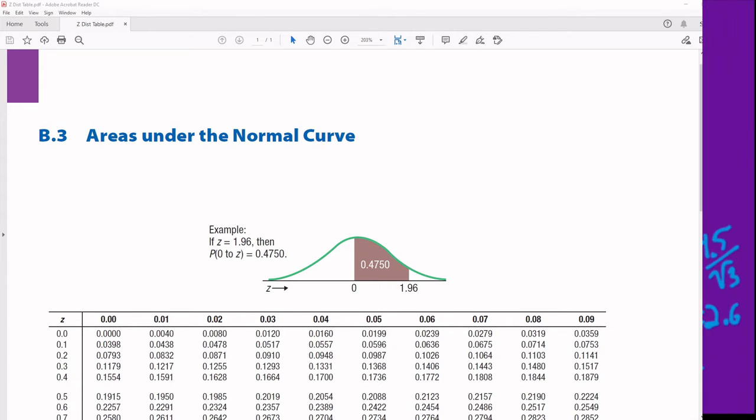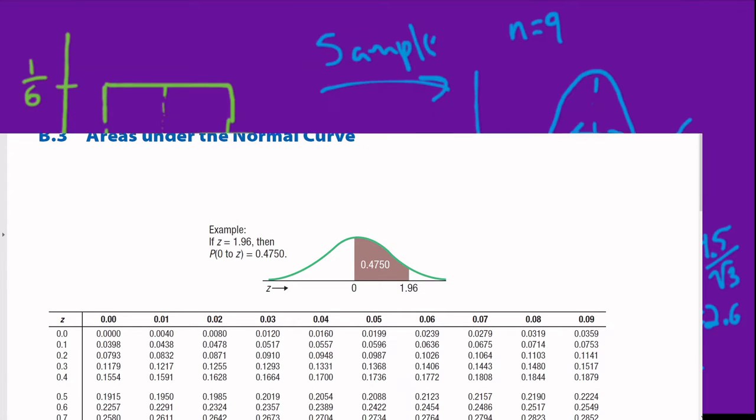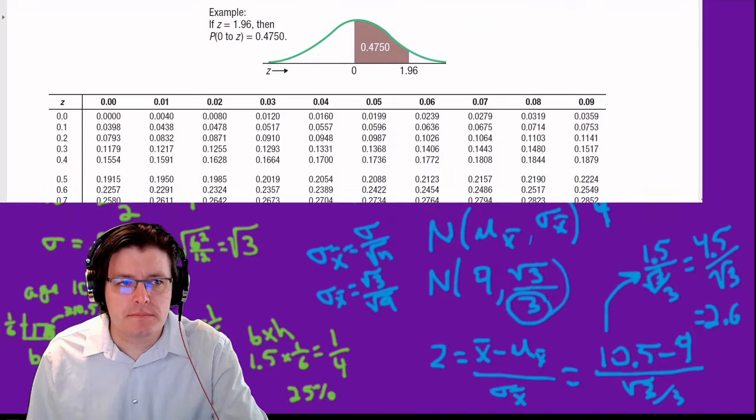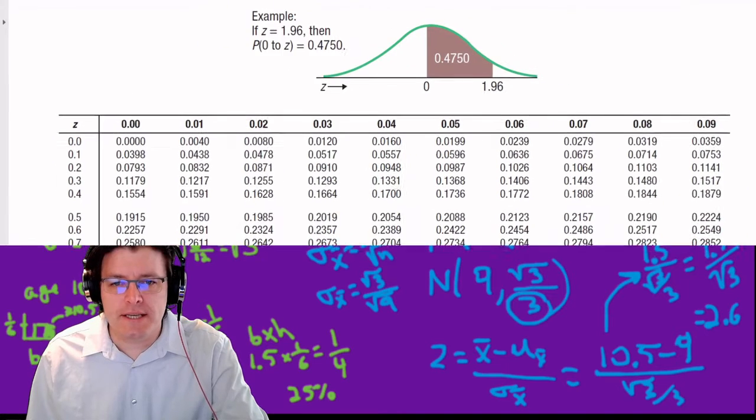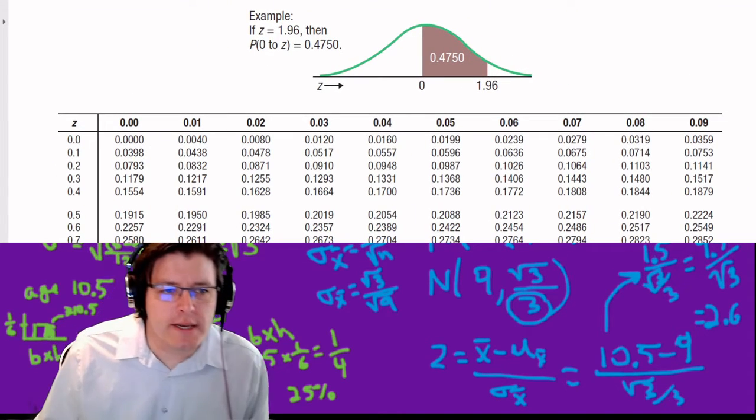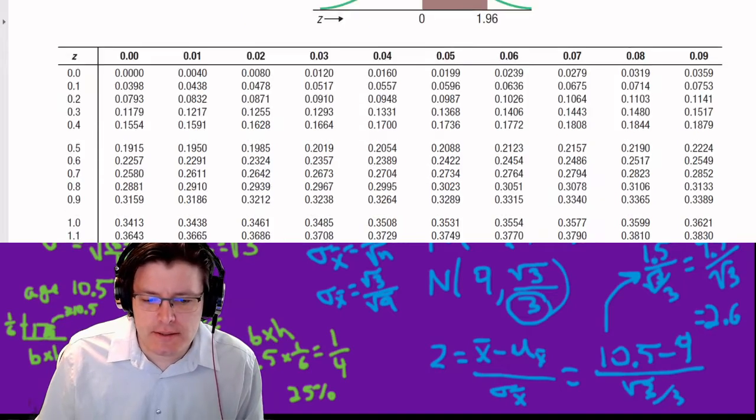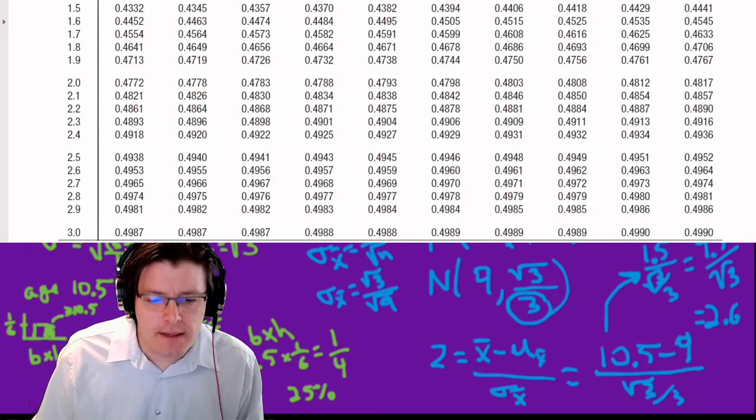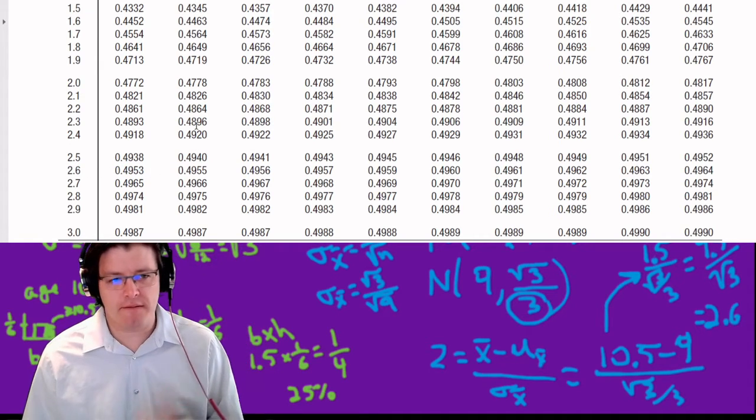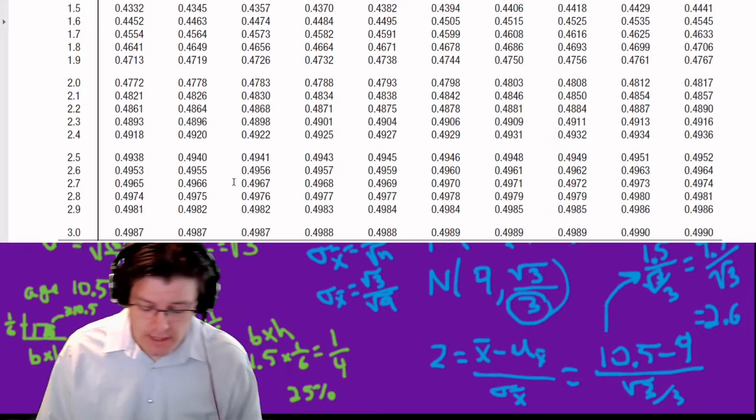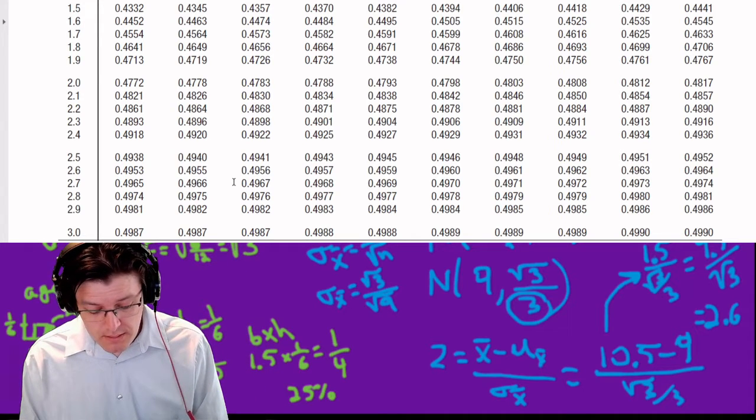And so we got a Z. Just zoom in here a little bit. We got a Z score of 2.6. So let's scroll down here. And 2.6, it's 2.60. So we get 0.4953. Just write that down.